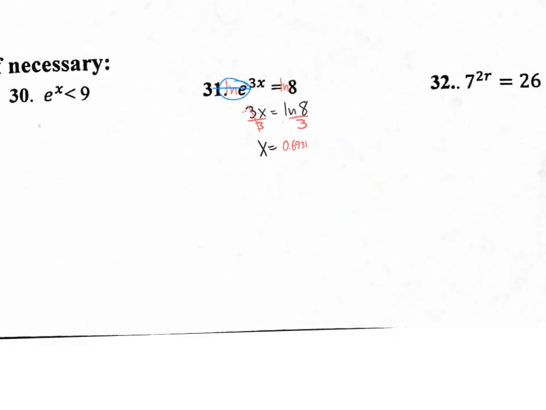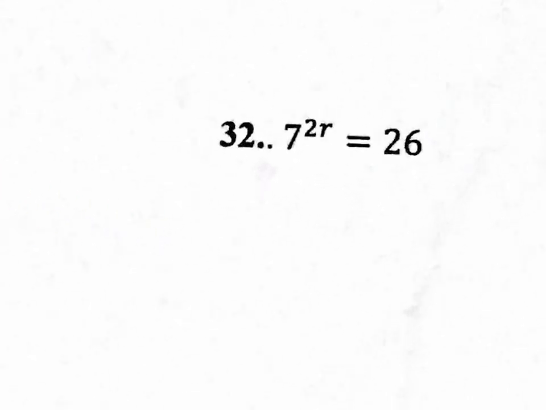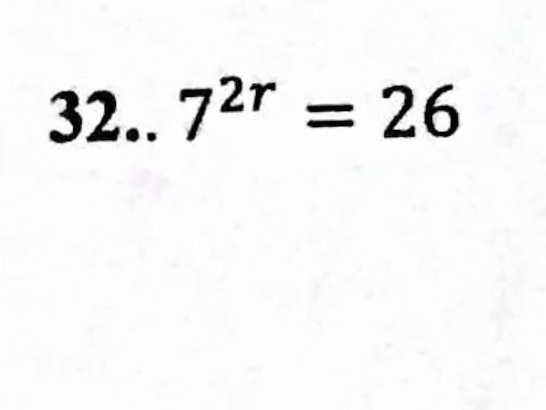Moving on to question 33. Wait, it's not on this side. You know what? Let's do 32 just for funsies here, and then we'll wrap up this video. We'll do a different video for the third and final page. So how do I bring down that 2r?